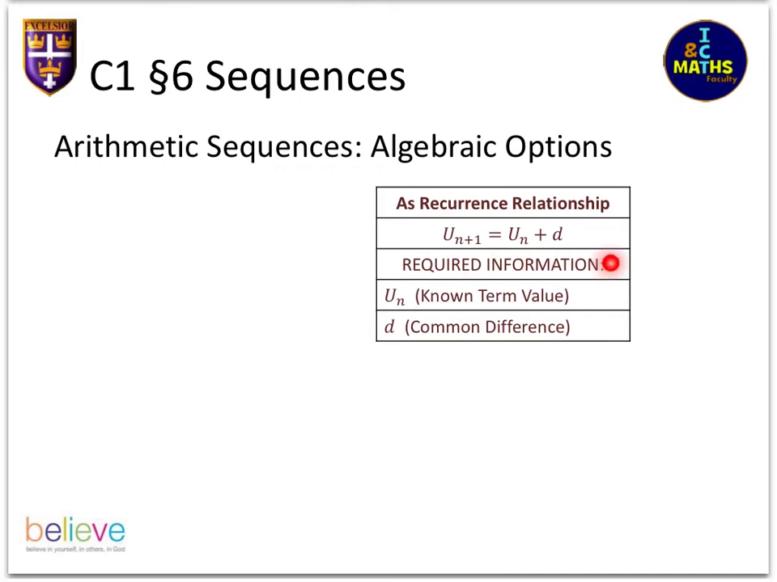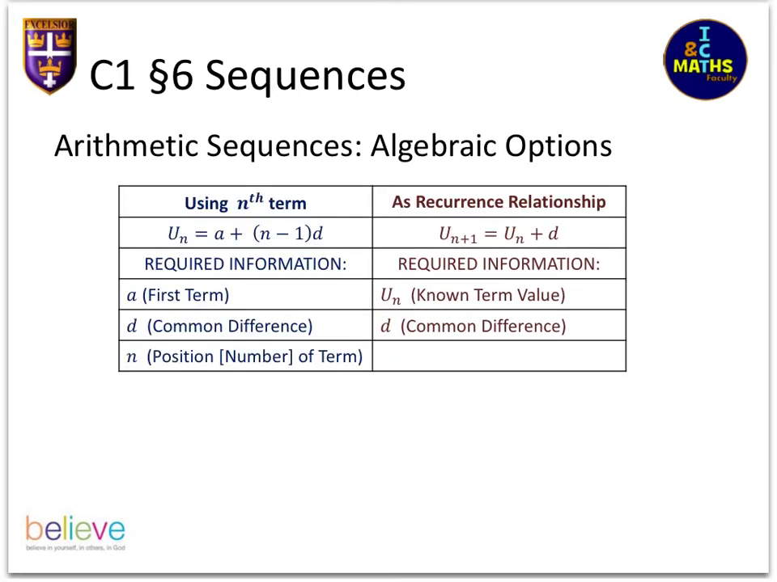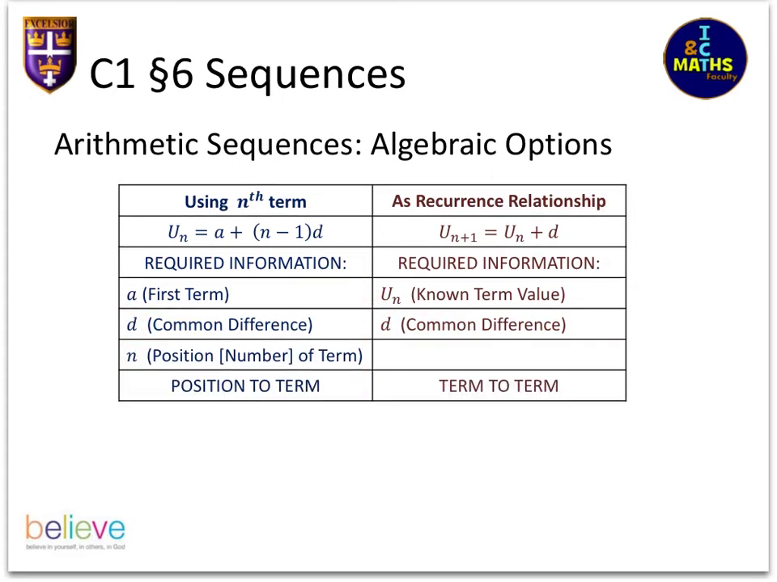And here's a summary of the required information for this form. You need to know a term in order to add the common difference on to get the next one. I've put them side by side here just so that you can compare them, and you can see that we need a little bit more information for this one than we do for this one.